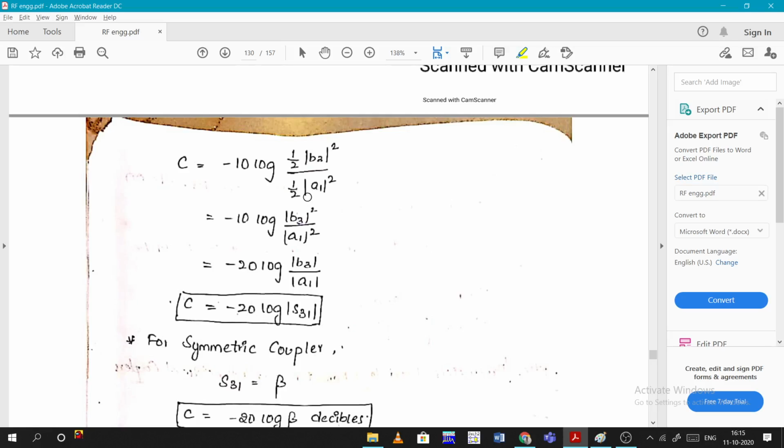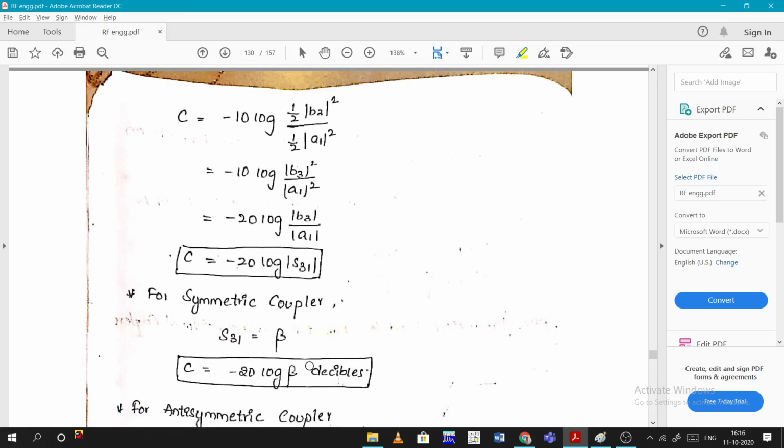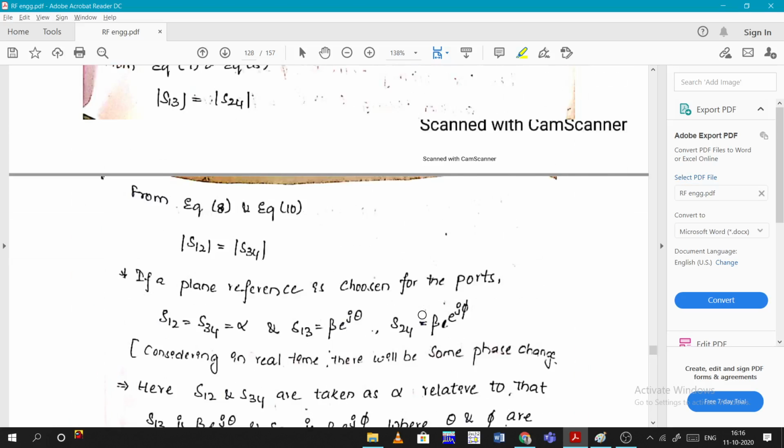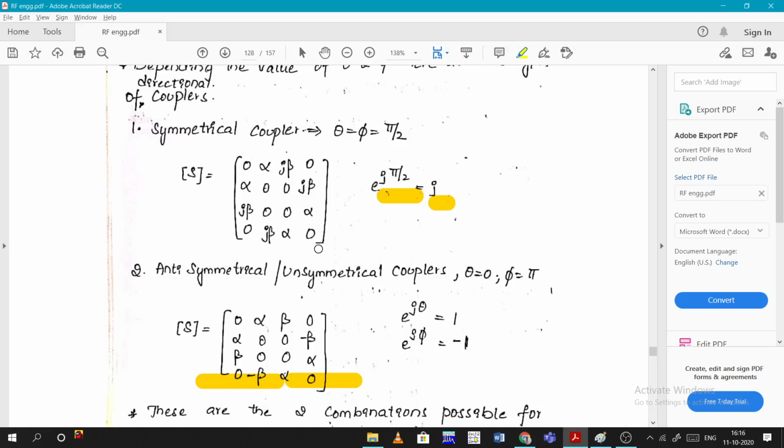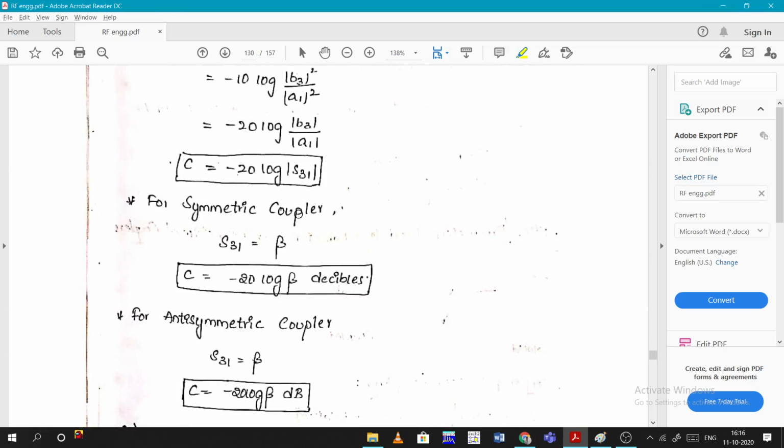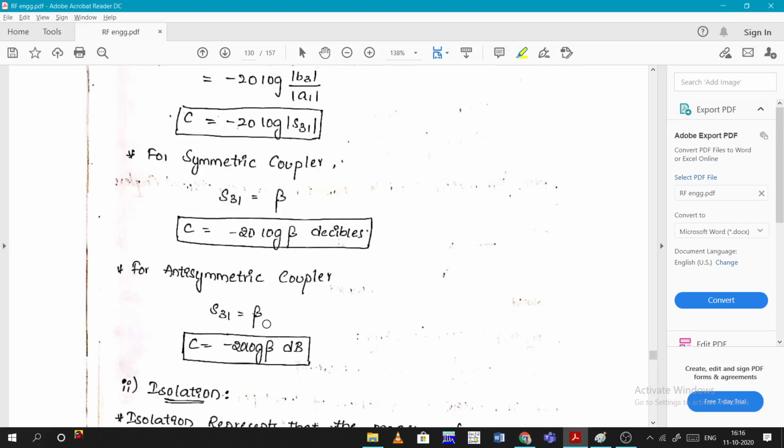Now substitute in this, and C is equal to minus 10 log of this. Substituting the values, we get minus 20 log B3 by A1, that is minus 20 log S31. For a symmetric coupler, mod S31 will be beta, as we found in the above situation. For an anti-symmetric coupler, it is also beta only. To be frank, it would be j beta, but we have to take the mod value, that's why it is beta. That's how we derive this in decibels.